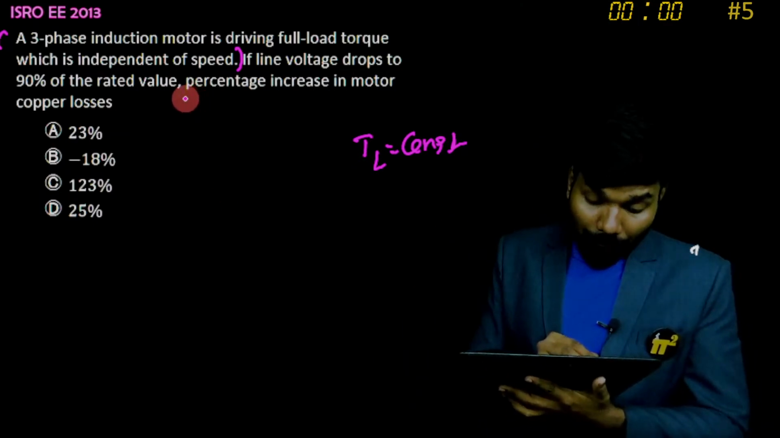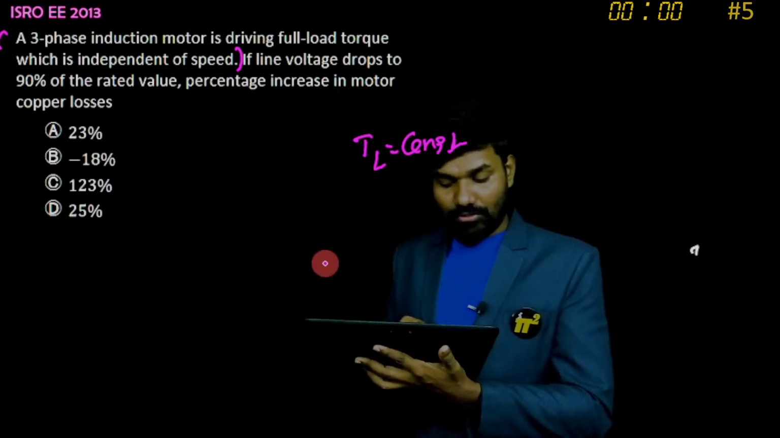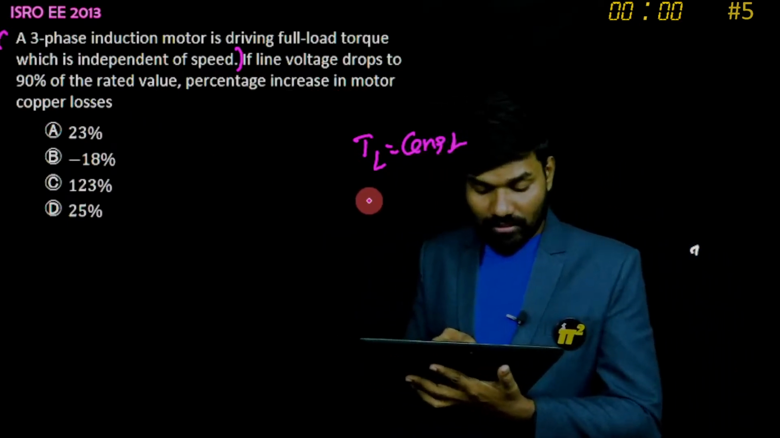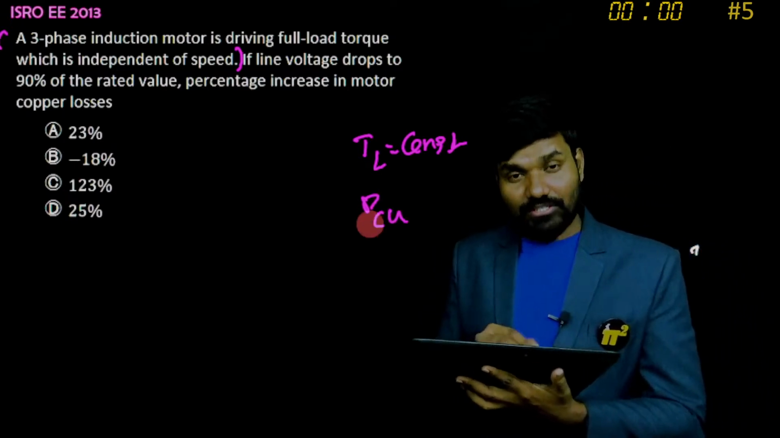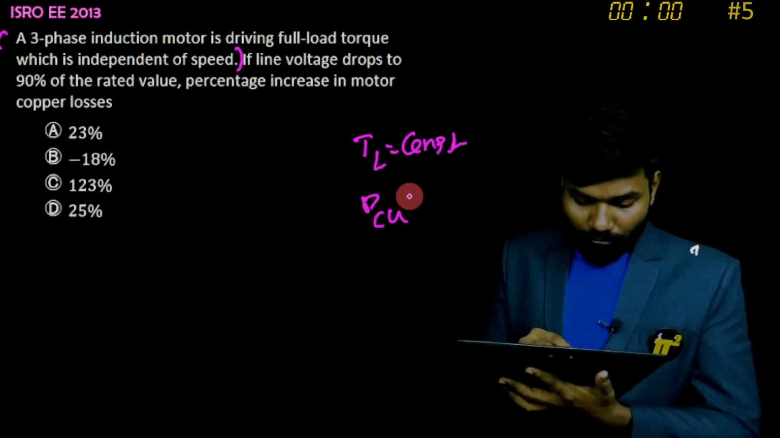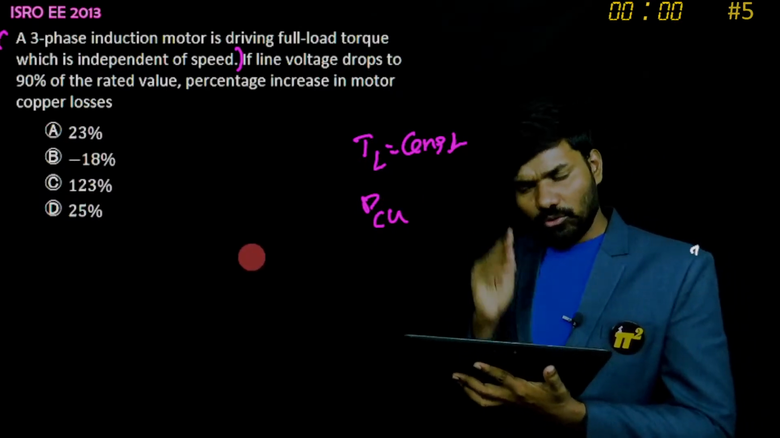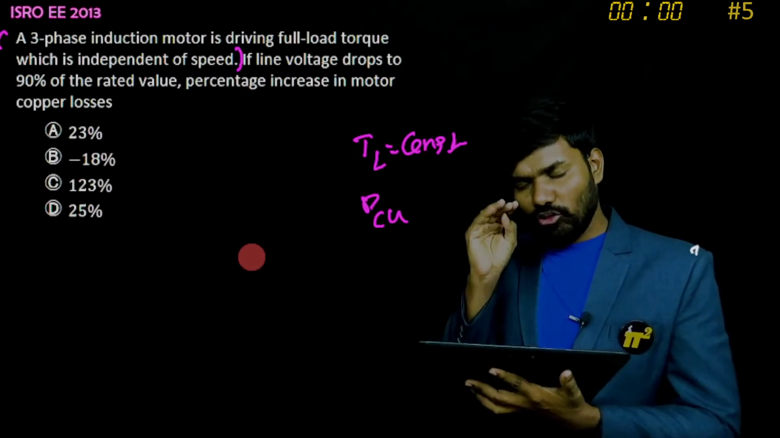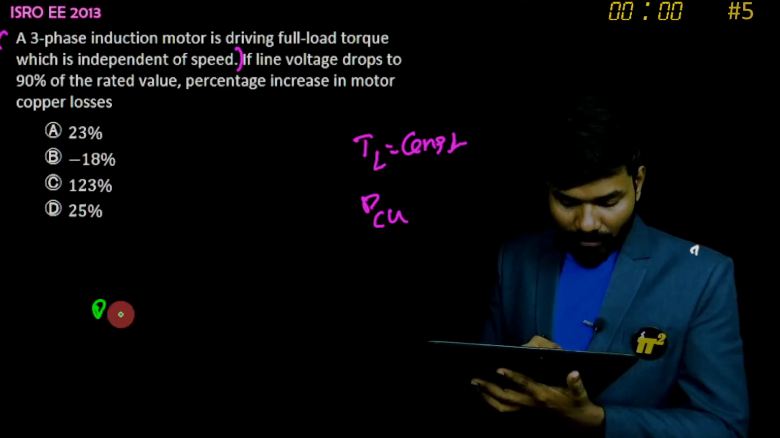Anyways, the percentage increase in the motor copper losses. Oh no, it is not about that. In copper losses, what is the percentage change? It's easy, not difficult. We know the copper losses formula. There is one powerful relation you have to keep in your mind: the three powers in terms of slip. We'll write that.